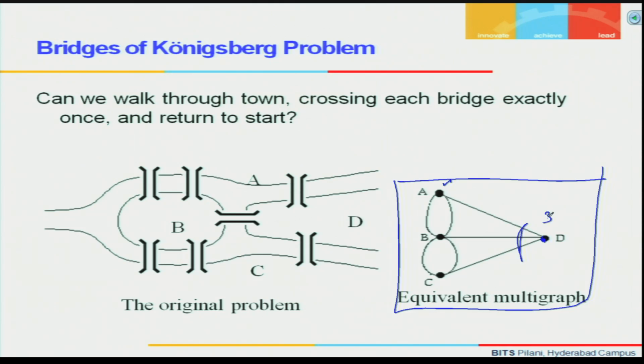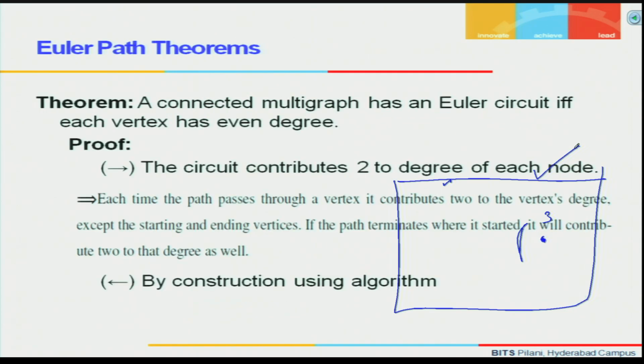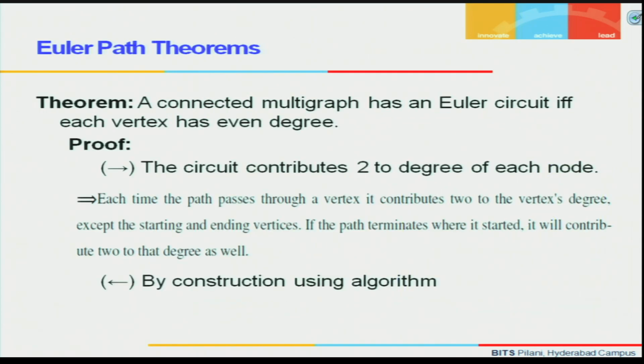Hence this particular graph cannot afford to have a Euler circuit. The corresponding theorem is this. This theorem says a connected multigraph has an Euler circuit if and only if each vertex is having even degree.